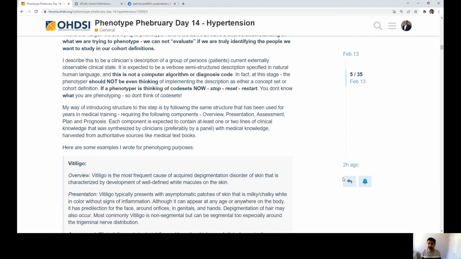I describe this as the clinical description of a group of persons. This is something that one clinician would use to talk to another clinician. It may be verbose, it may be semi-structured, and it's written in natural language. This is not a computer algorithm. It's definitely not a diagnosis code. In fact, if you start thinking of a diagnosis code or how to implement this in Atlas at this stage, you're most definitely doing something wrong. So we would say stop, reset, and restart. Do not go and look at Atlas or code sets at this stage. You need to develop a shared understanding.